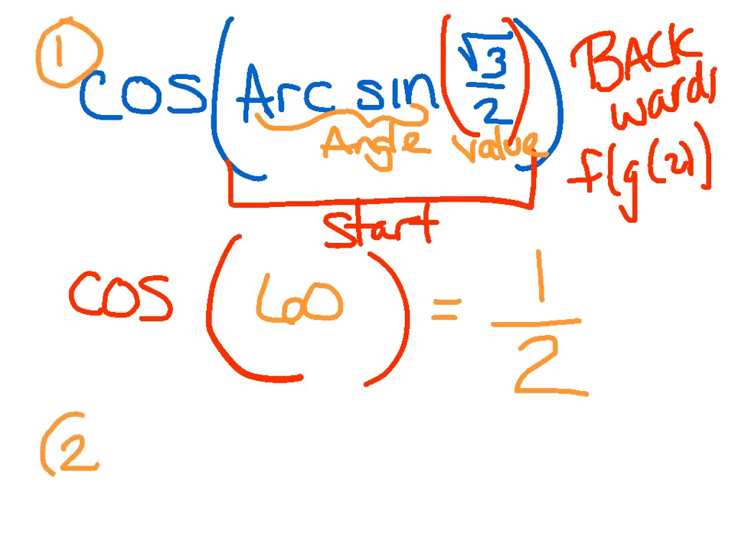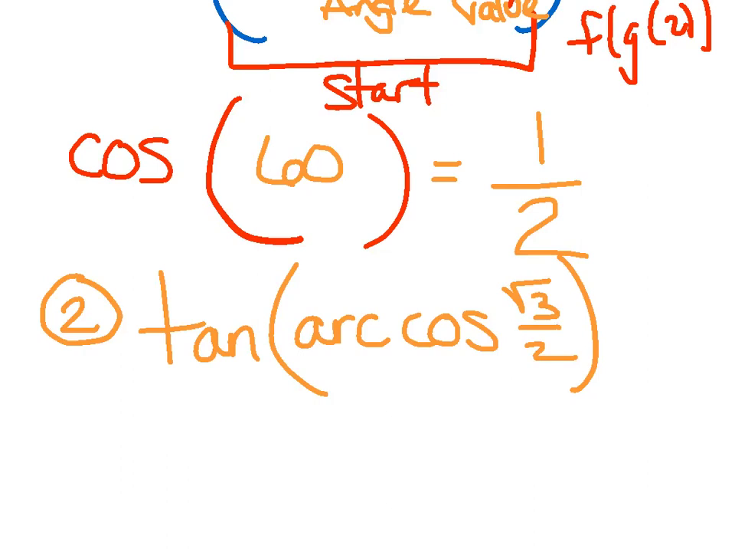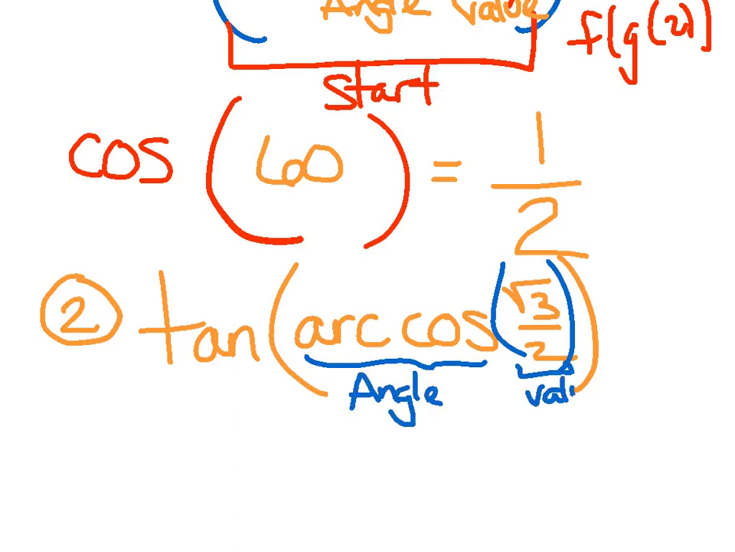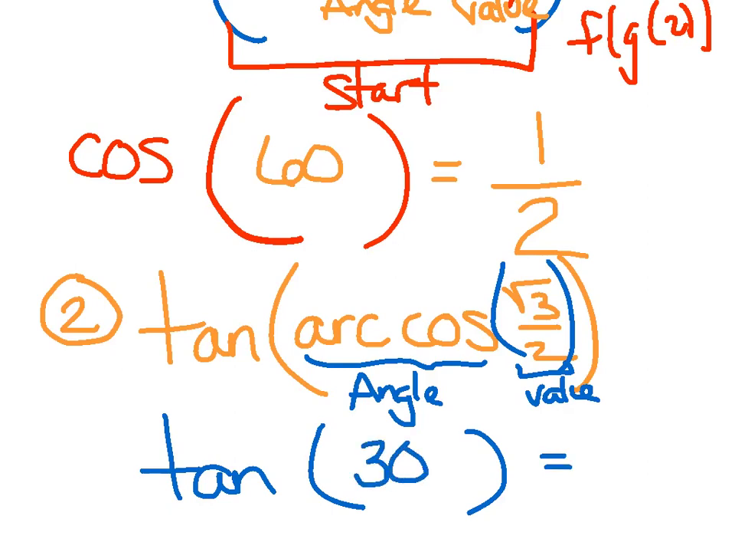Let's try another example. The tangent of arc cosine of radical 3 over 2. So this, again, arc means angle or inverse. This is my value. Okay, so rewrite tangent, clean up inside our main parentheses. So think to yourself, the trig function's cosine, the value's radical 3 over 2. How many degrees are you thinking? Cosine of 30. And now the question just says, what is the tangent of 30? Well, radical 3 over 3.